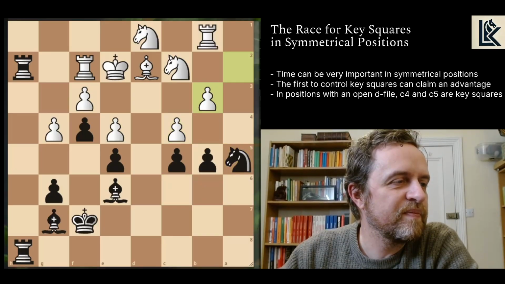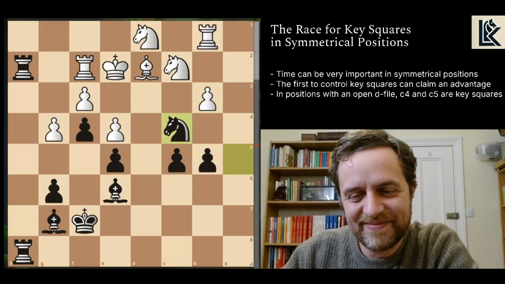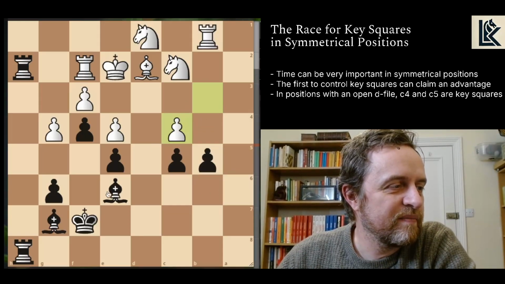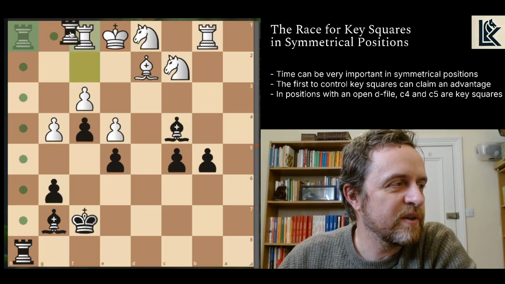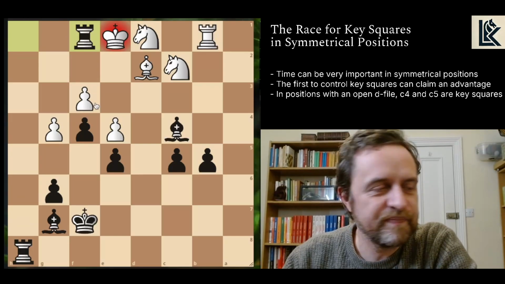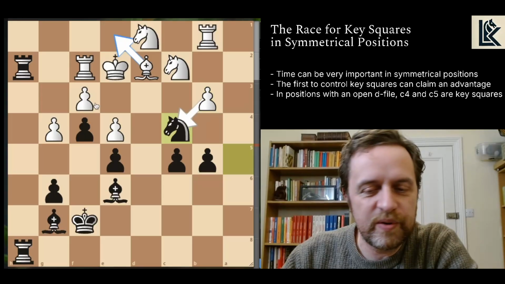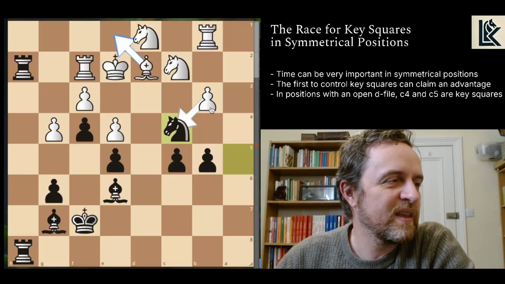c4. And now, very thematic. Boom! The point being that this move is impossible because we have checkmate. So we've won another pawn and we've occupied the key square in a very emphatic manner.